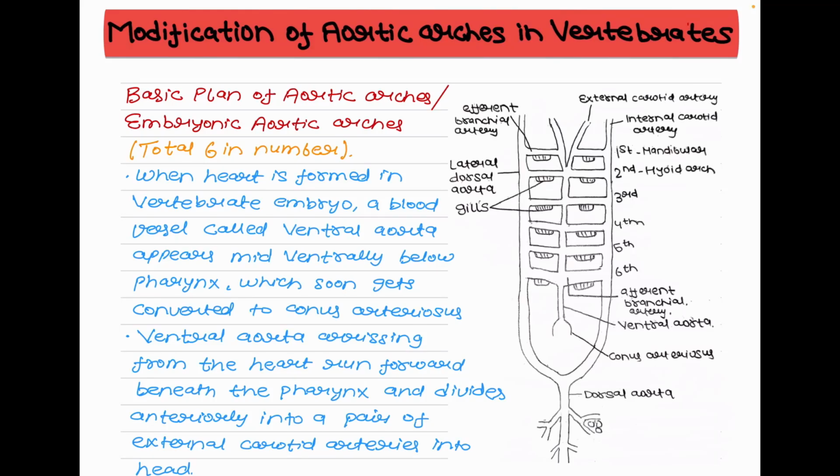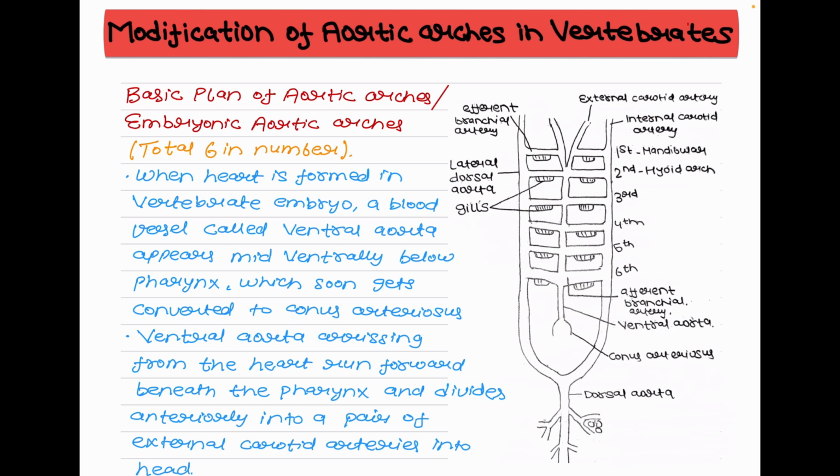The aortic arches are one of the most fascinating examples of evolutionary transformation in vertebrates. Initially formed as paired arteries in the embryo, these arches undergo significant modifications depending on the animal's respiratory strategy, whether it's gills or lungs. Studying the modification of aortic arches in vertebrates helps us trace the shift from aquatic to terrestrial life. These changes reflect how blood flow patterns evolved to support structures like gills, lungs, and systemic circulation.